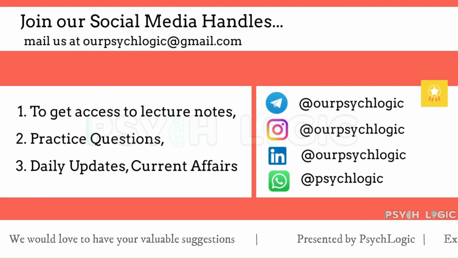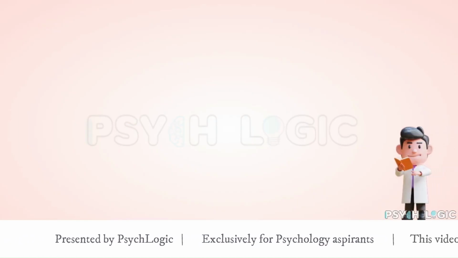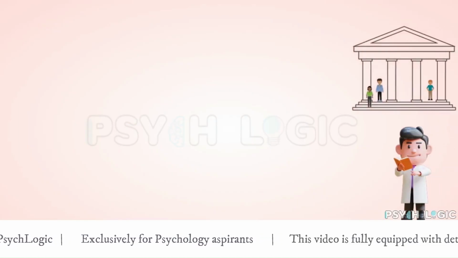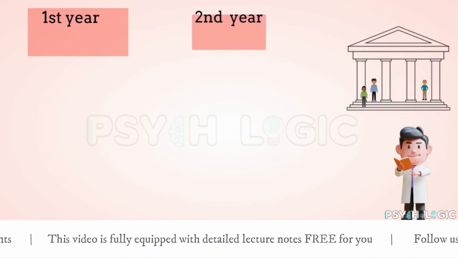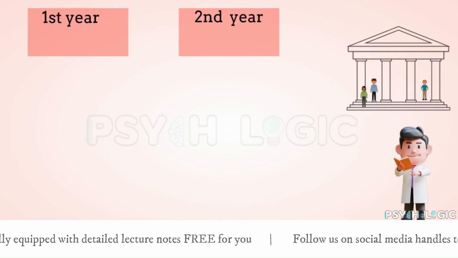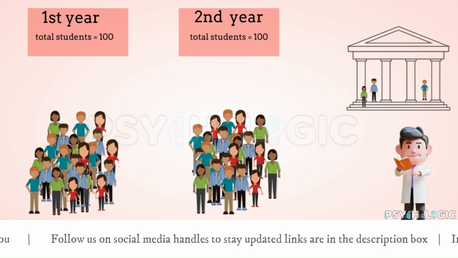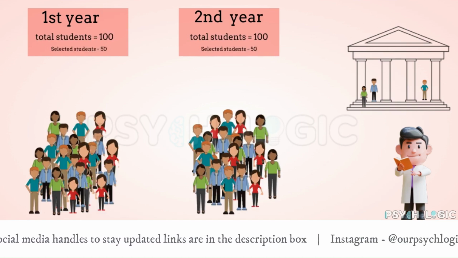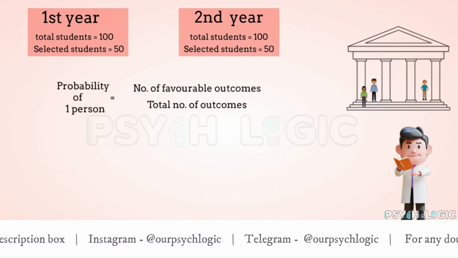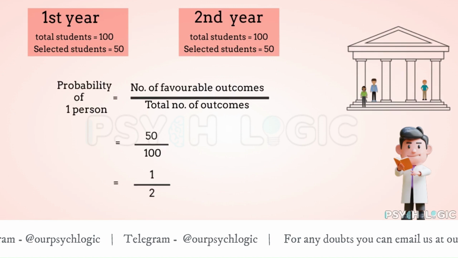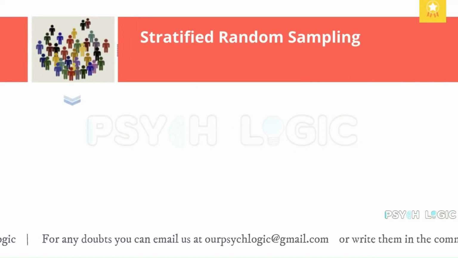The first is simple random sampling. Let us understand this with an example. If you're conducting a research between two batches of the same department in your university, let's call it first and second year students studying in B.Ed psychology, you would simply pick a bunch of people. Let's say that there are 100 students in each batch and you have selected 50 from each batch. So the chance of one person to be selected would be 1/2. This is called simple random sampling. Moving forward with stratified random sampling.